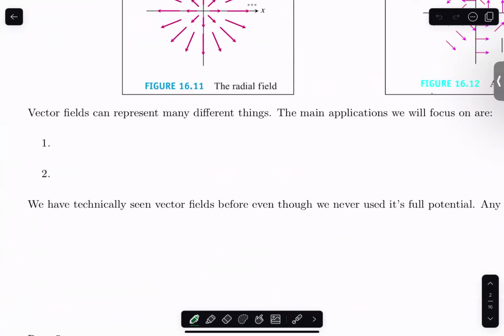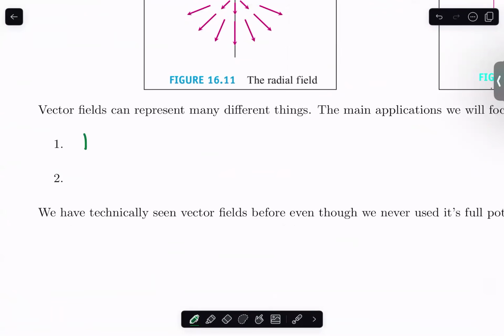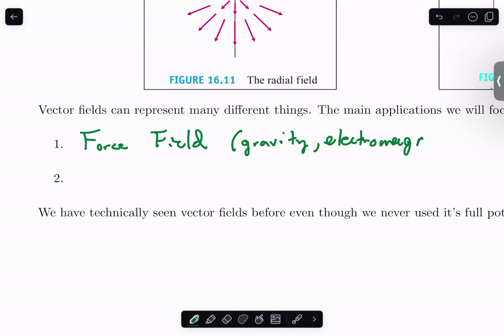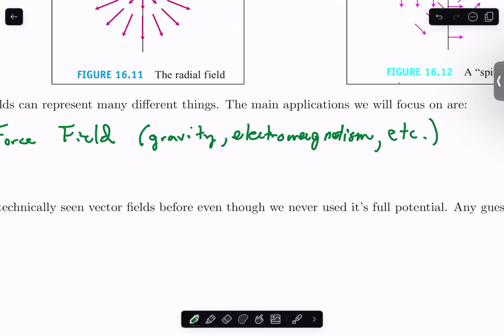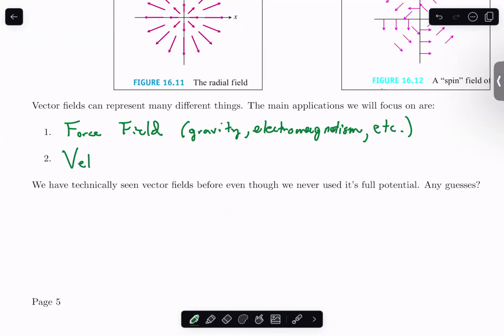A lot of these in our class are going to boil down to things like force fields. So a field that's specifying some amount of force, like gravitational fields or like electromagnetism, things like this. So I'll go ahead and specify here gravity. Electromagnetism. And the other common one that we see are velocity fields. How is that water traveling, right? Because not only does it have a speed, but it also has a direction to it.